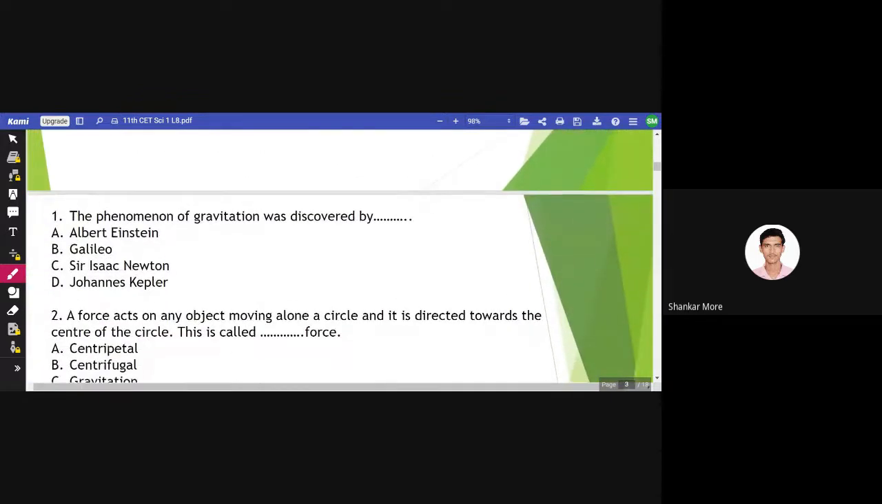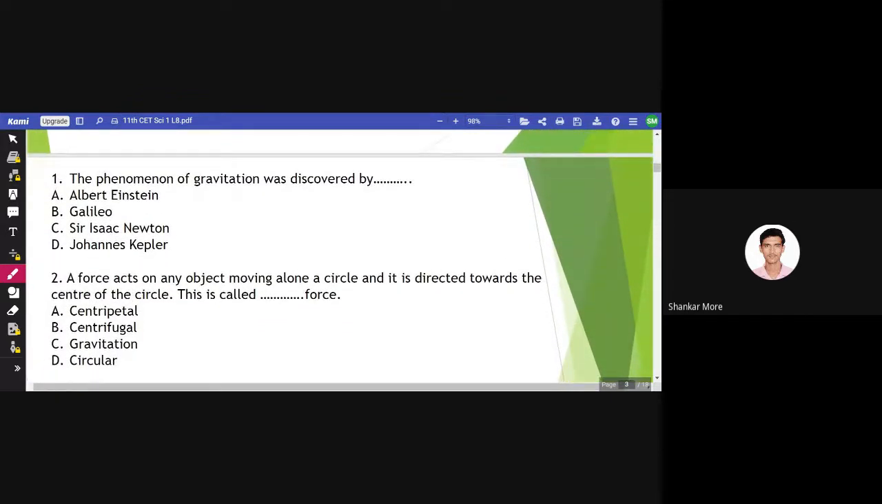Students, first question: the phenomenon of gravitation was discovered by? Who discovered gravitation? Option C, Sir Isaac Newton. Right. Anuj, don't just write the option C. You have to write the complete name or word, whatever it is. So option C is correct.